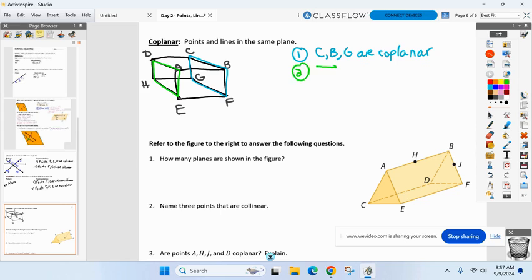Everyone ready? So line, make sure we write it correctly. DA, and what was the other one? HE are coplanar. Good work.